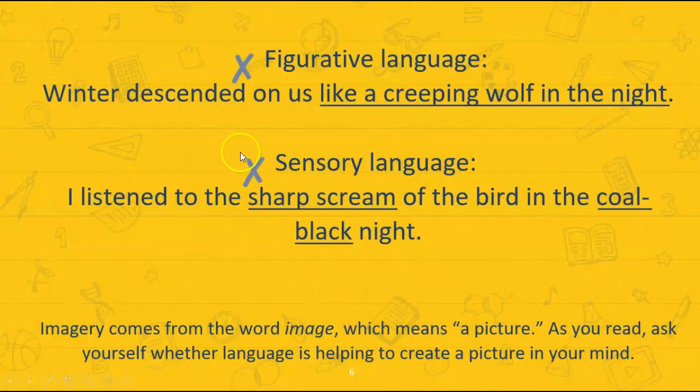So an example of figurative language, this sentence says, "Winter descended on us like a creeping wolf in the night." Okay, that paints a very vivid picture for us. Sensory language, this is language that appeals to our 5 senses, says, "I listened to the sharp scream of the bird in the coal black night." So as I said, imagery comes from the word image, which means a picture. So as you read, ask yourself whether the language is helping to create a picture in your mind. If it is, then that's imagery.